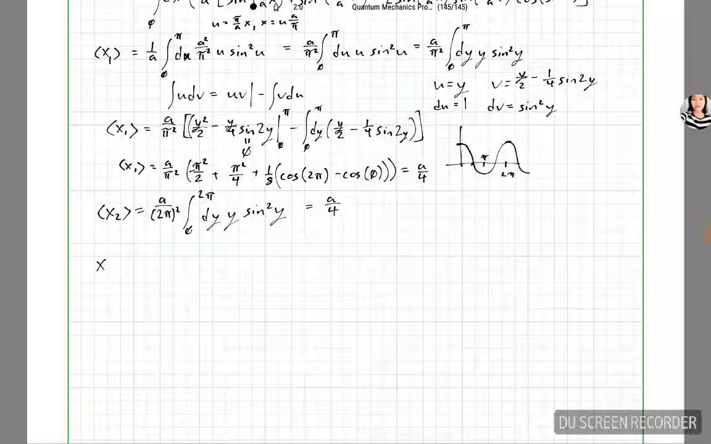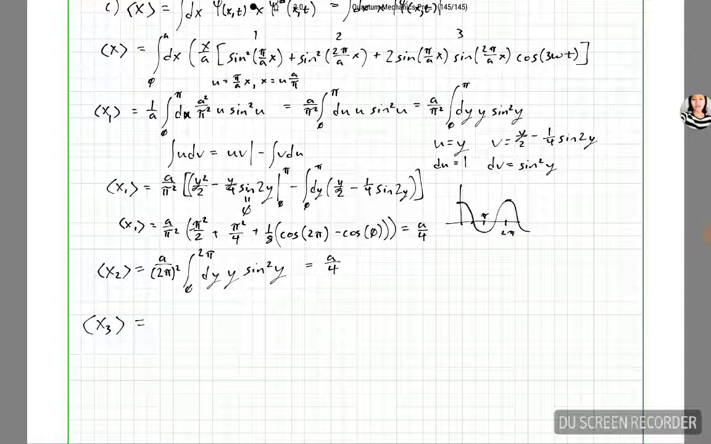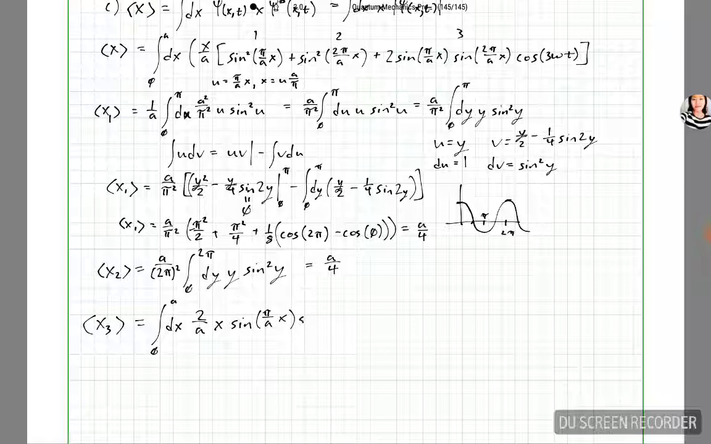Okay, now x3. That one is going to be, we have our integral. We'll just write it here from 0 to a dx, and I have 2 over a x sine, this guy, sine this guy, and then cosine 3 omega t.